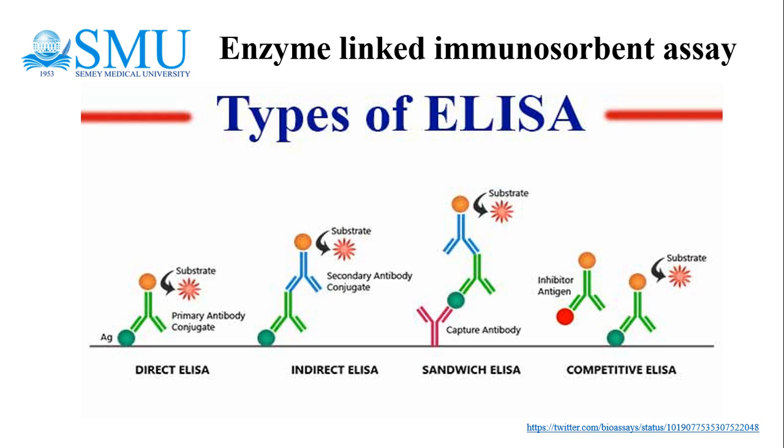And step 4, after washing, enzyme-conjugated secondary antibody is added. And the last step is step 5. After washing, a substrate chromogen system is added and color is developed. Intensity of the color is inversely proportional to the amount of antigen present in the test serum.